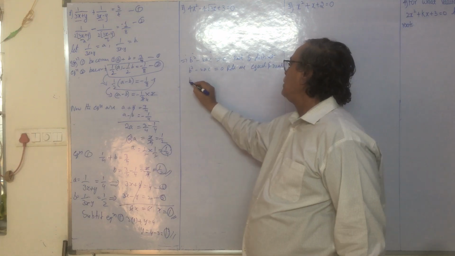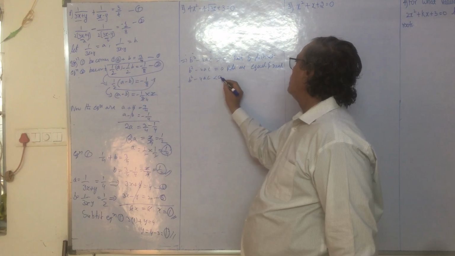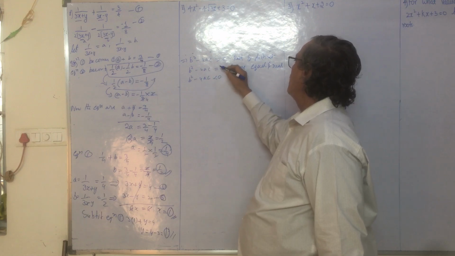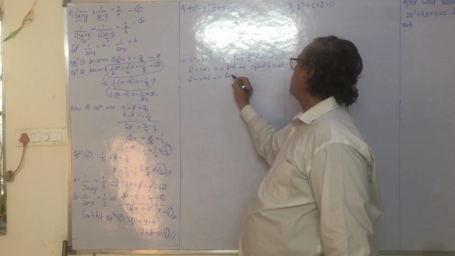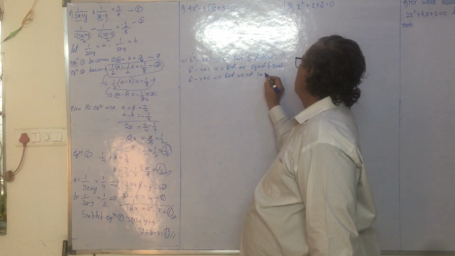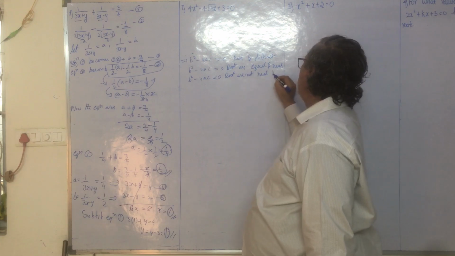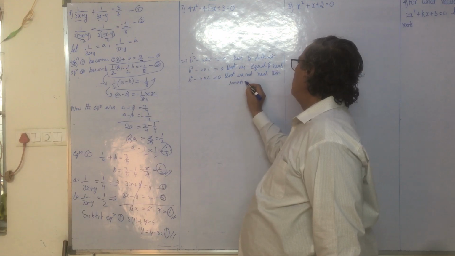Next, the third one, b square minus 4ac is less than 0. Roots are not real, those are imaginary. Write down imaginary.